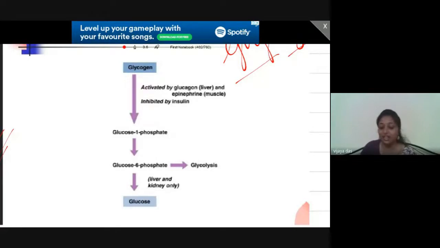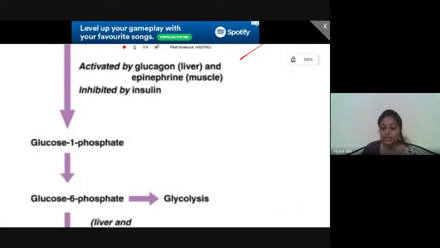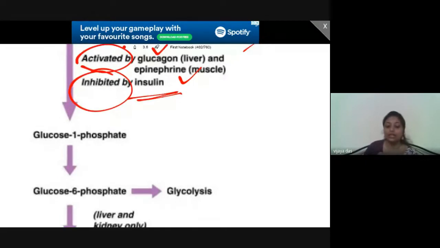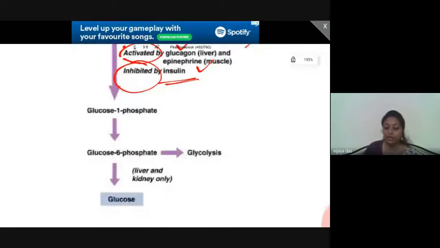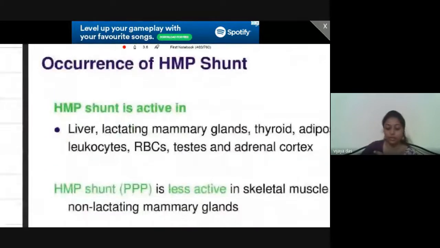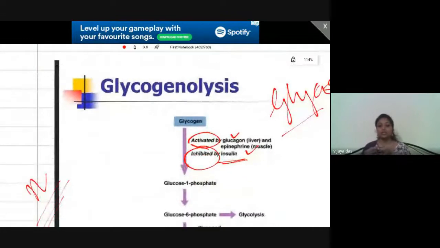Correct, correct. Yes. Now coming to the hormonal regulation, though we have discussed it, just see that in this case, glucagon and epinephrine will activate and insulin will inhibit, just the reverse of glycogen synthesis. What we saw was that if it is glycogen breakdown, insulin will inhibit it, and glucagon and epinephrine are going to promote it. Okay, yes. So that was all about your glycogen synthesis and glycogen breakdown.